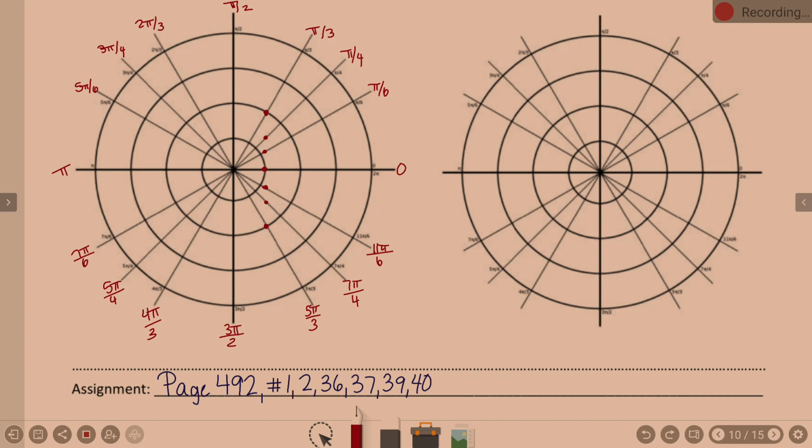7 pi over 6, shoots back through. 5 pi over 4, shoots back through. 4 pi over 3, shoots back through. 3 pi over 2, undefined. That makes sense because pi over 2 was also undefined, wasn't it? So there's nothing on that line. And then 5 pi over 3 is 2, 7 pi over 4 is 1.4, 11 pi over 6 is 1.155, and 2 pi is 1.